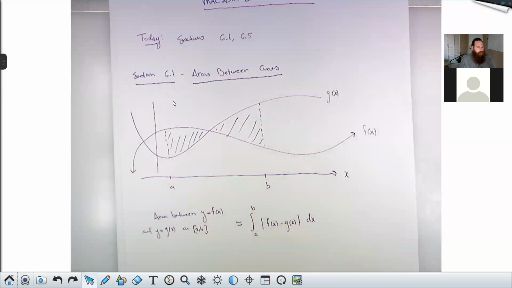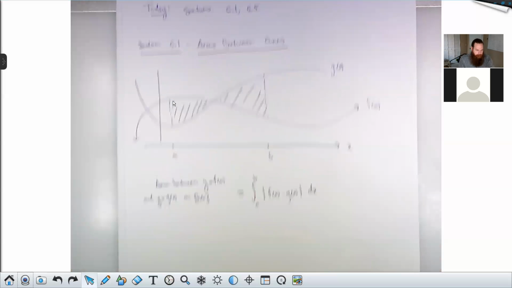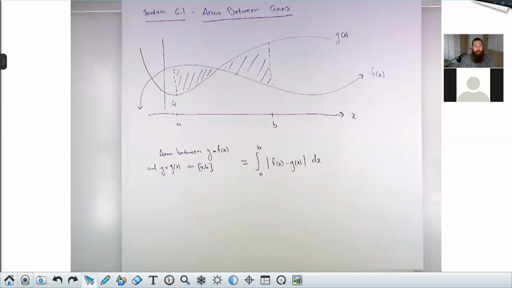But I would bet dollars to pesos that most people do not know how to integrate the absolute value function itself. And so this formula isn't especially useful unless you have a way of interpreting the absolute value that allows it to be integrated.